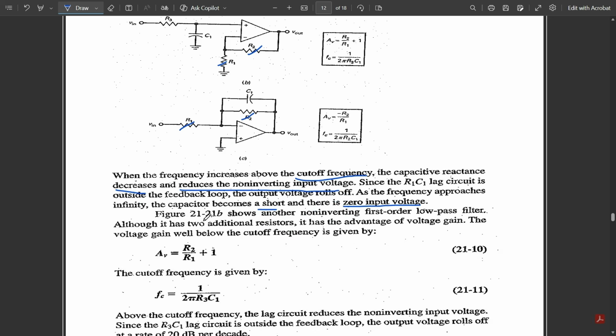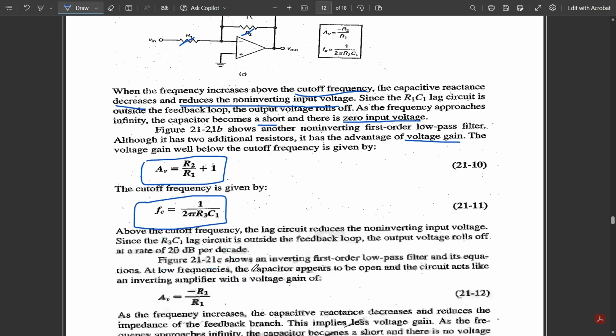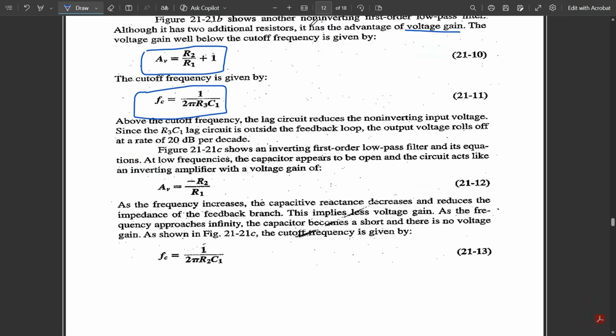And the second figure, figure 21.21b, shows another non-inverting first order low pass filter. Although it has two additional resistors, it has the advantage of voltage gain. Other than the unity condition, we would have some voltage gain. Okay, and that voltage gain is defined as 1 plus R2 by R1 for a non-inverting amplifier. And for this, the cutoff frequency is also 1 by 2 pi R3 C1. This is for the second one.